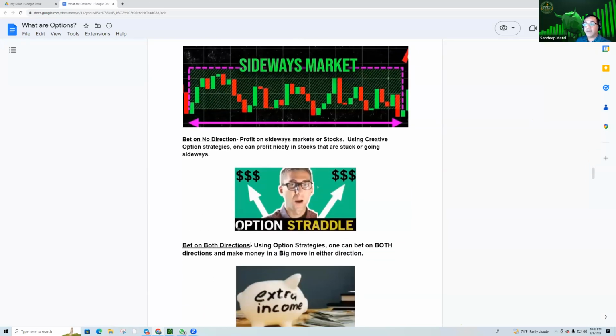What else? You can also bet on both directions. Okay. Using option strategies called strangles and straddles, you can bet on both directions. You simply buy a call and buy a put. And if there's a big enough move in either direction, you're going to profit, because one of them is going to really make up for the other loss. So you buy a put and a call in certain scenarios, and you make money on both sides, whichever way it goes, without even guessing what's going to happen.